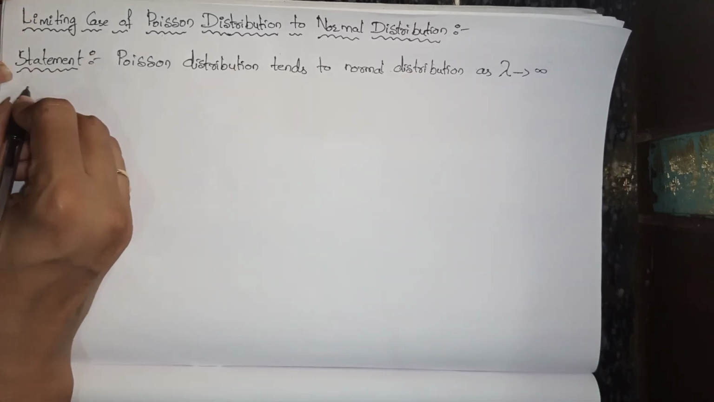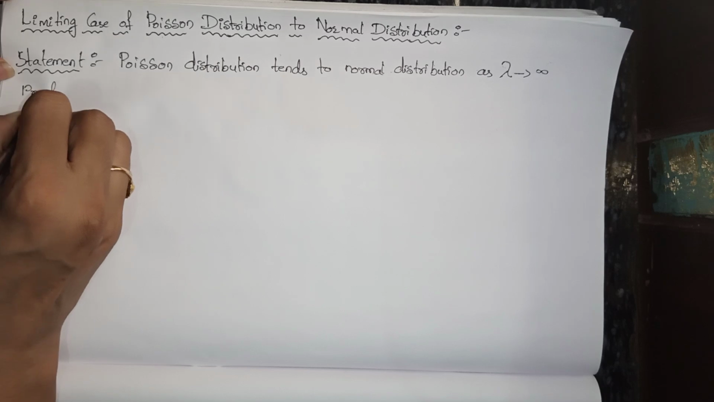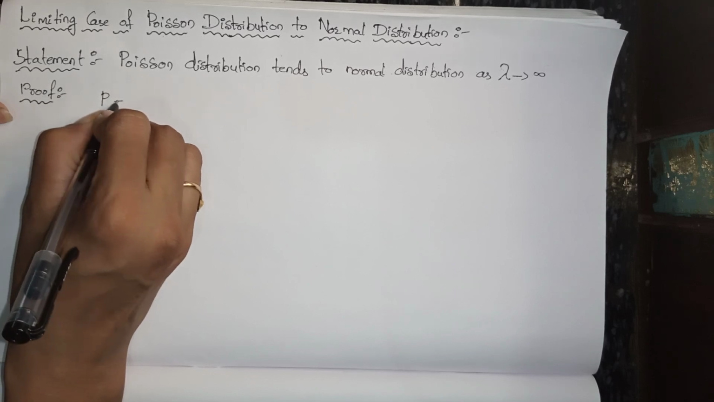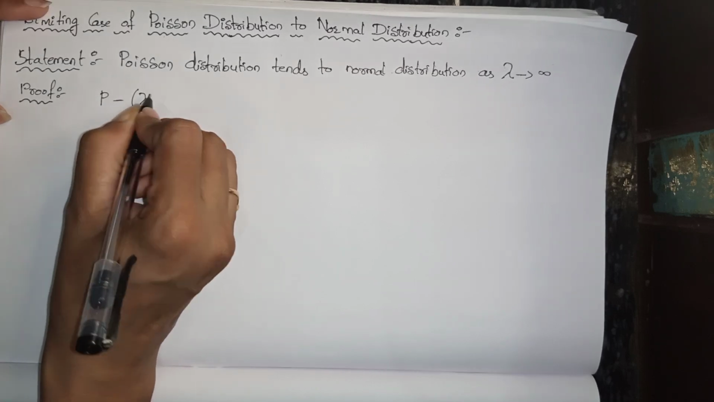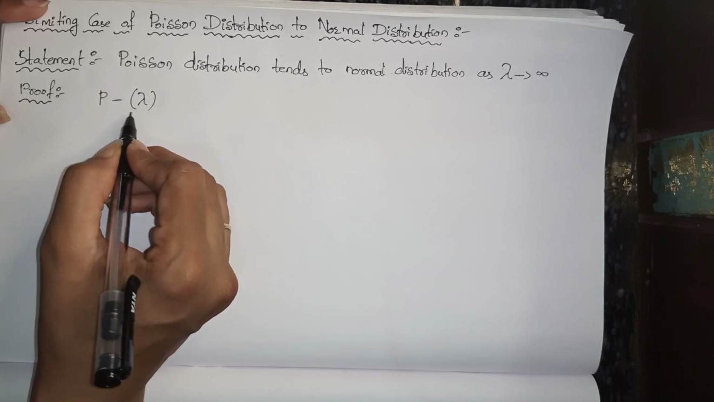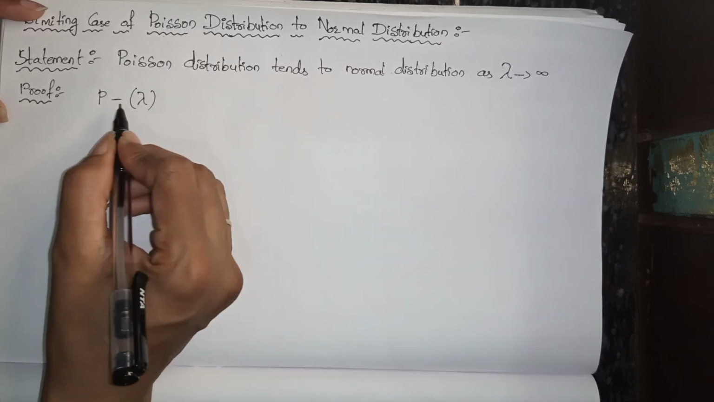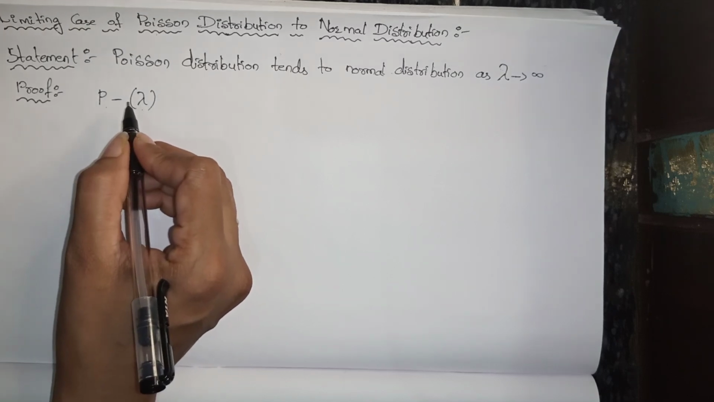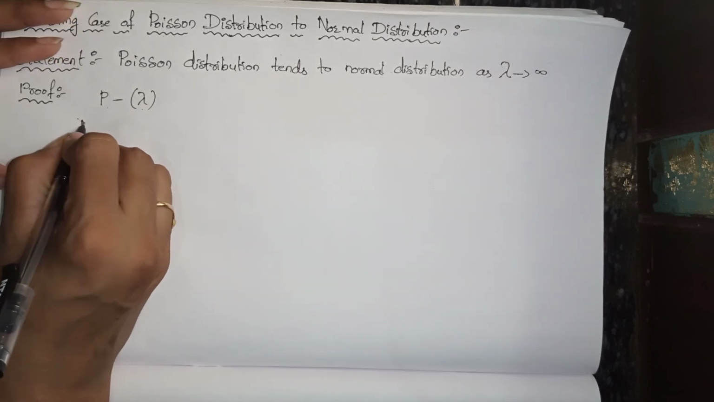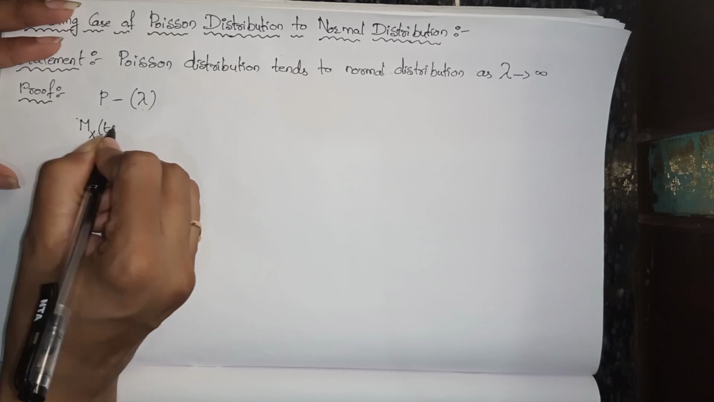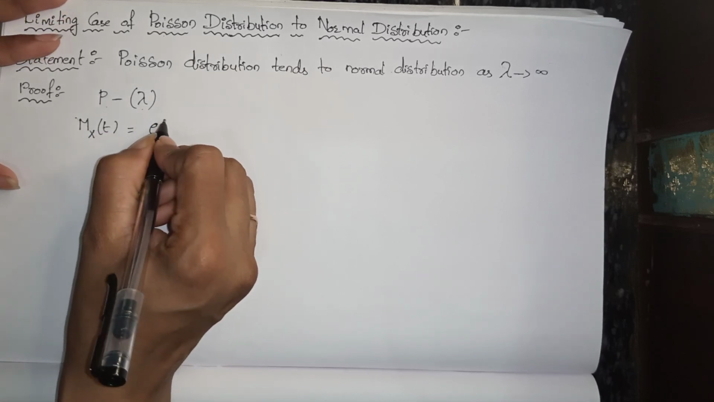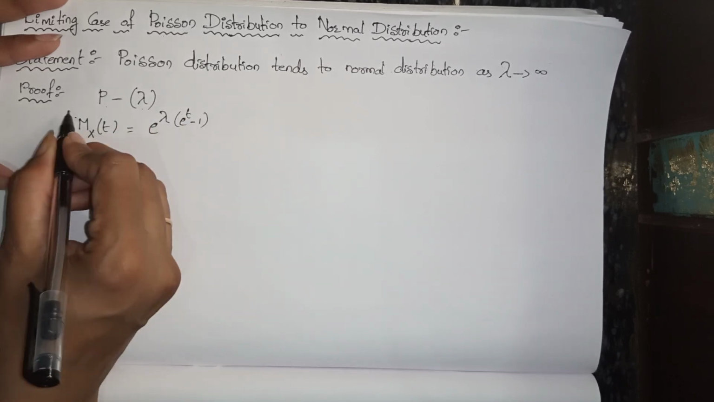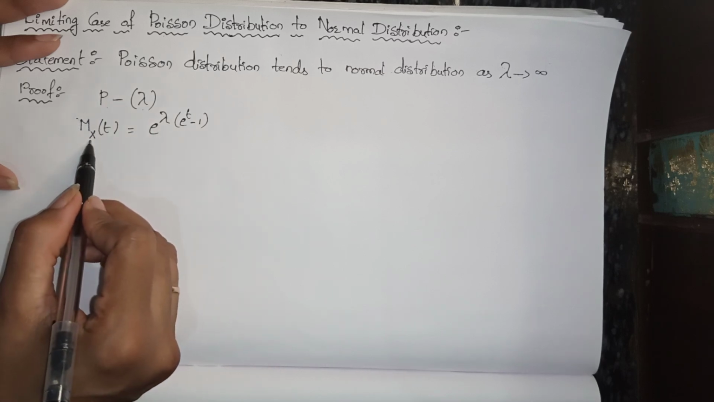Okay, so proof. We all know that in Poisson distribution mean and variance are the same, that means lambda. So Poisson distribution has mean lambda, variance lambda, and the parameter also lambda. The moment generating function of Poisson distribution is M_X(t) equals e power lambda into (e power t minus 1). This is the moment generating function of Poisson distribution with respect to x.